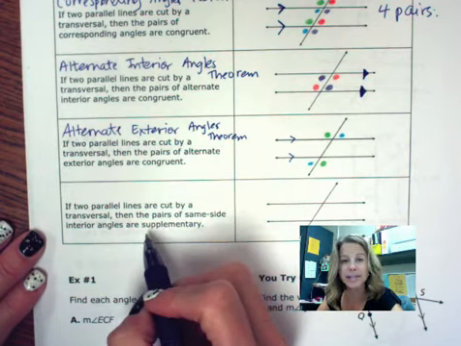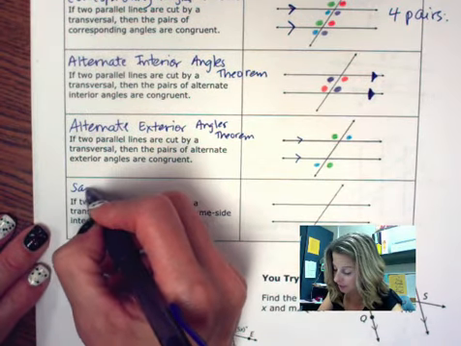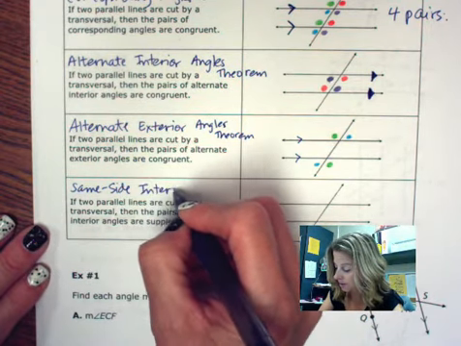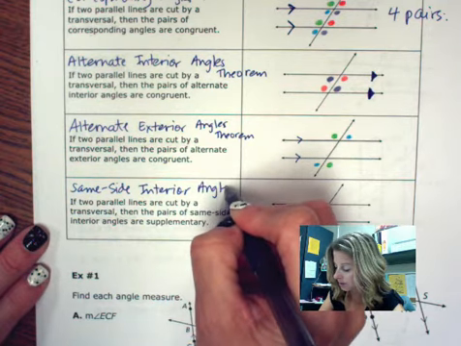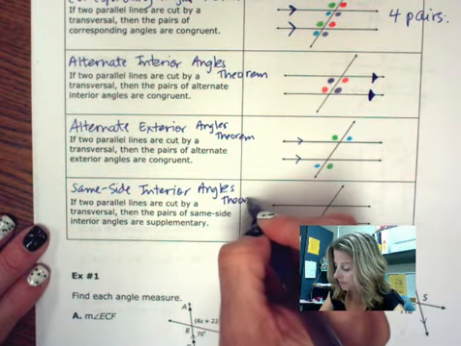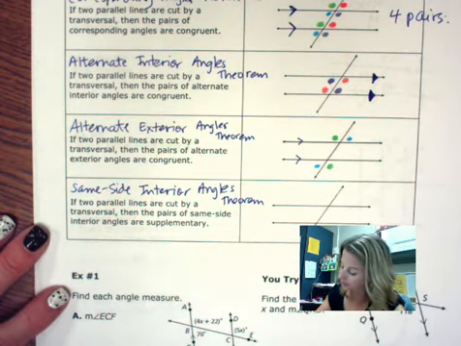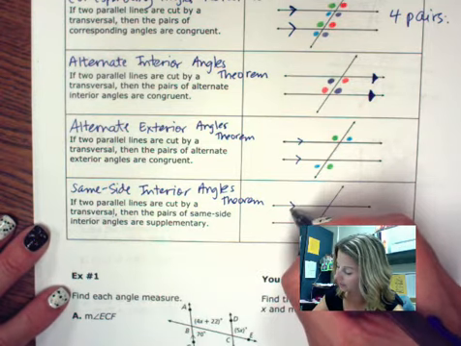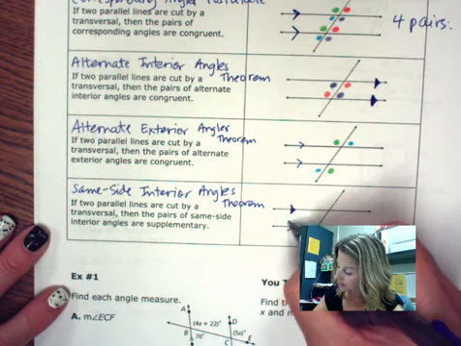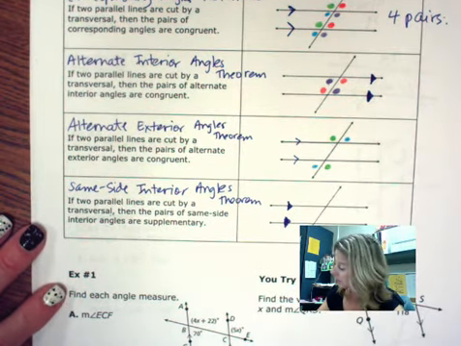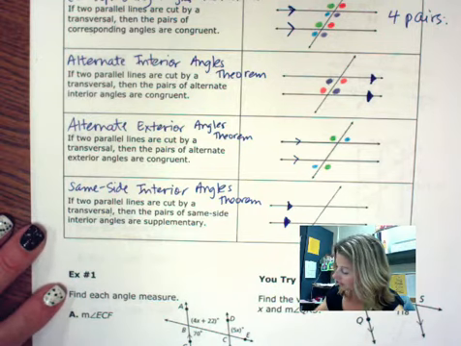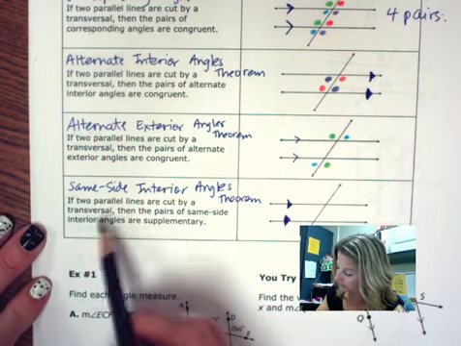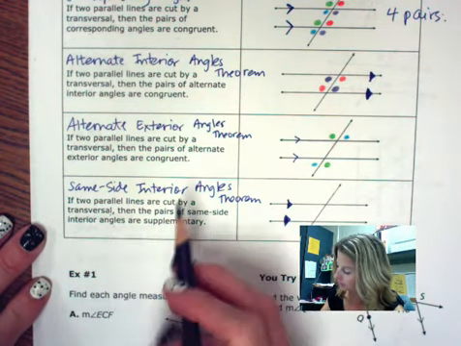Finally, this one is called same side interior angles theorem. Okay, and this one says, if 2 parallel lines are cut by a transversal, then the pairs of same side interior angles are supplementary. So let's add our parallel marks. All right, same side interior, let me back up. If two parallel lines are cut by a transversal, then the pairs of same side interior angles are supplementary.